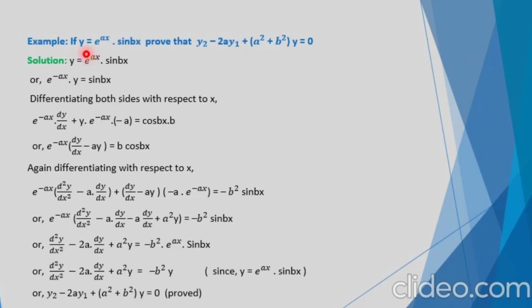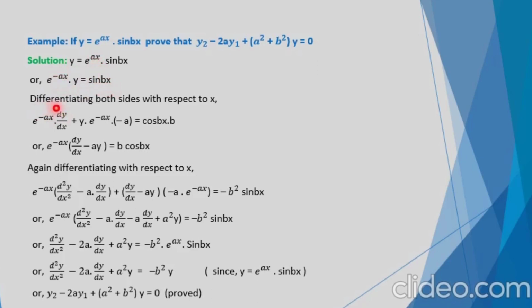here y equal to e to the power ax into sin bx, and prove that y2 minus 2a y1 plus (a square plus b square) y equal to 0. Now y equal to e to the power ax into sin bx, or we can write e to the power minus ax into y equal to sin bx, transferring e to the power ax from right side to left side.